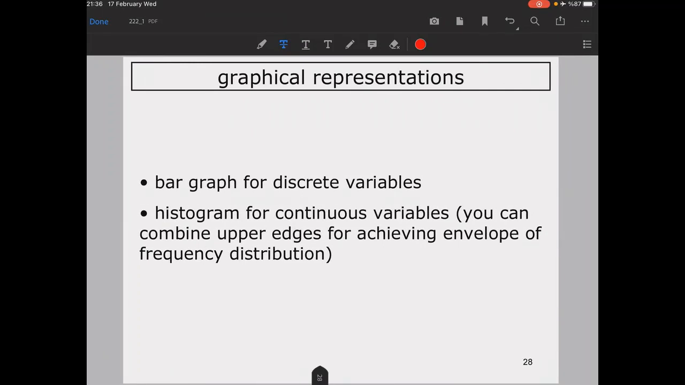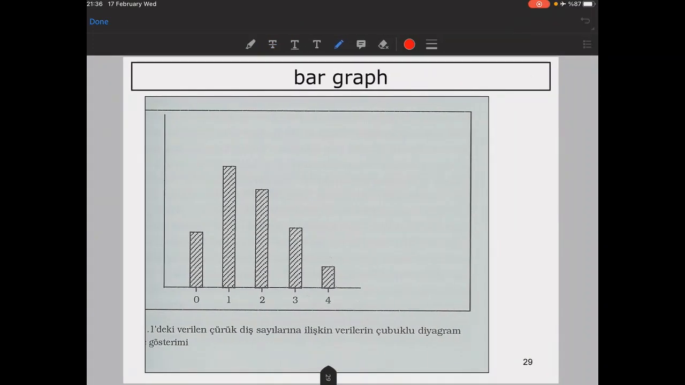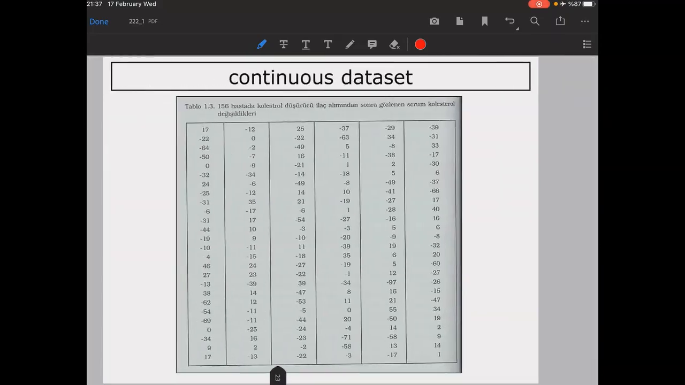Now, there are also graphical distributions. So far, we only filled some tables. We can use bar graphs for discrete variables and histograms for continuous variables. You can also combine the upper edges of histogram bars for achieving the envelope of the frequency distribution as well. Here you see an example of a bar graph that we just discussed about the decayed teeth of children in a classroom. You remember this one, right? What were the values, if we remember from our example?